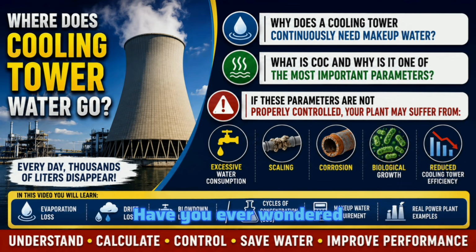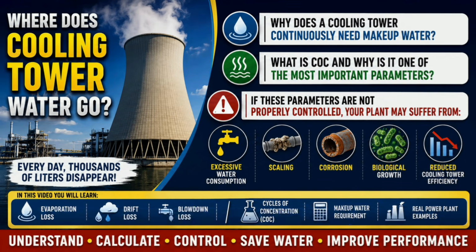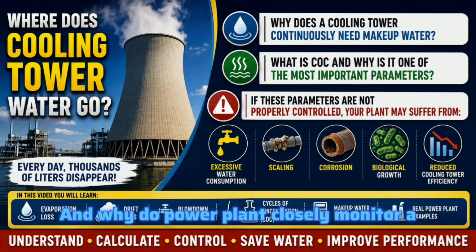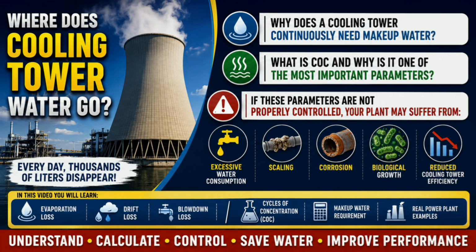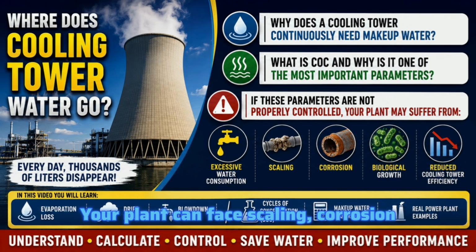Have you ever wondered where thousands of liters of cooling tower water disappear every day? Or why does a cooling tower continuously demand makeup water? And why do power plants closely monitor a parameter called COC? If these parameters are not properly controlled, your plant can face scaling, corrosion, biological growth, poor cooling tower performance, and even increased turbine heat rate.